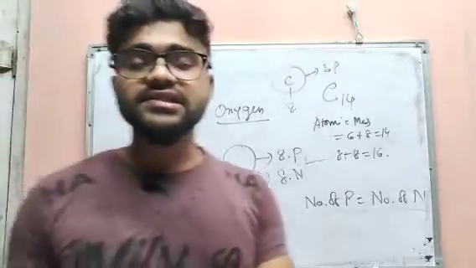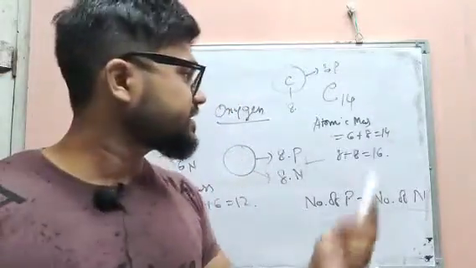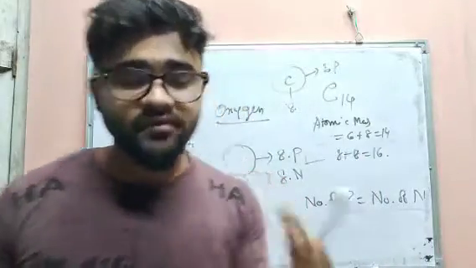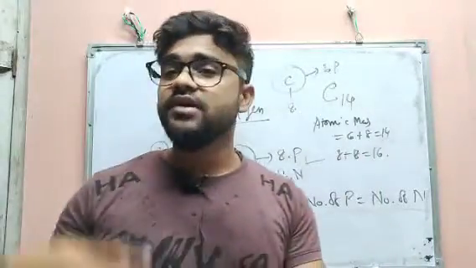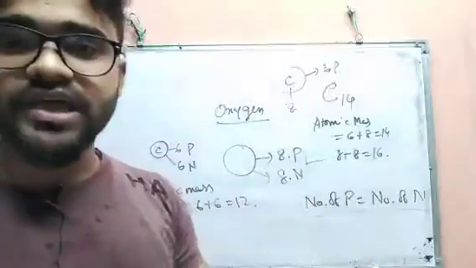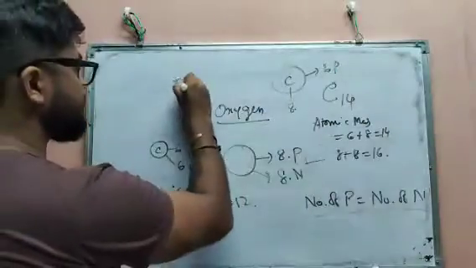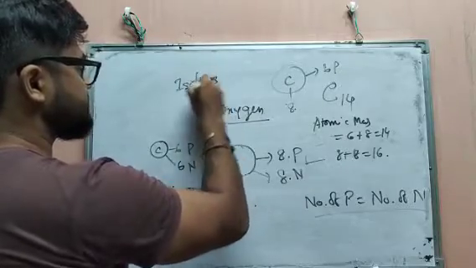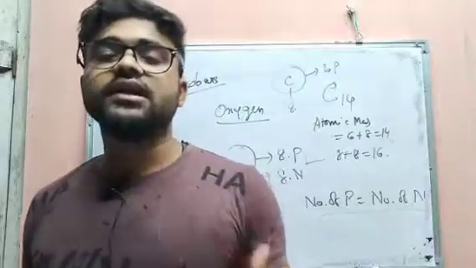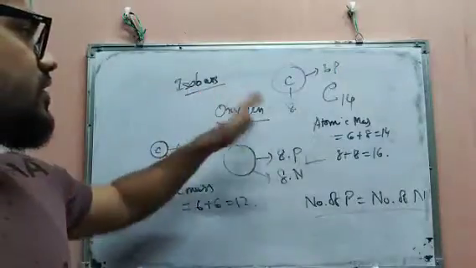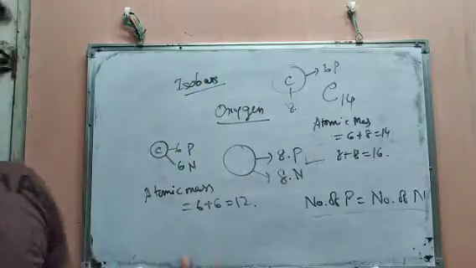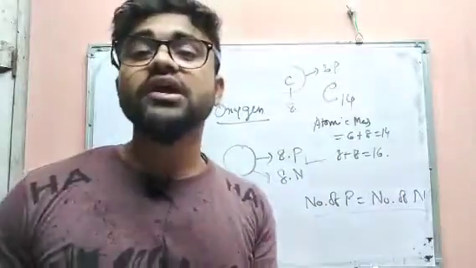Why does this happen? Because in that case the number of protons may sometimes not be equal to the number of neutrons. That type of atoms are known as isobars. So isobars are atoms where the number of protons and the number of neutrons are not equal.